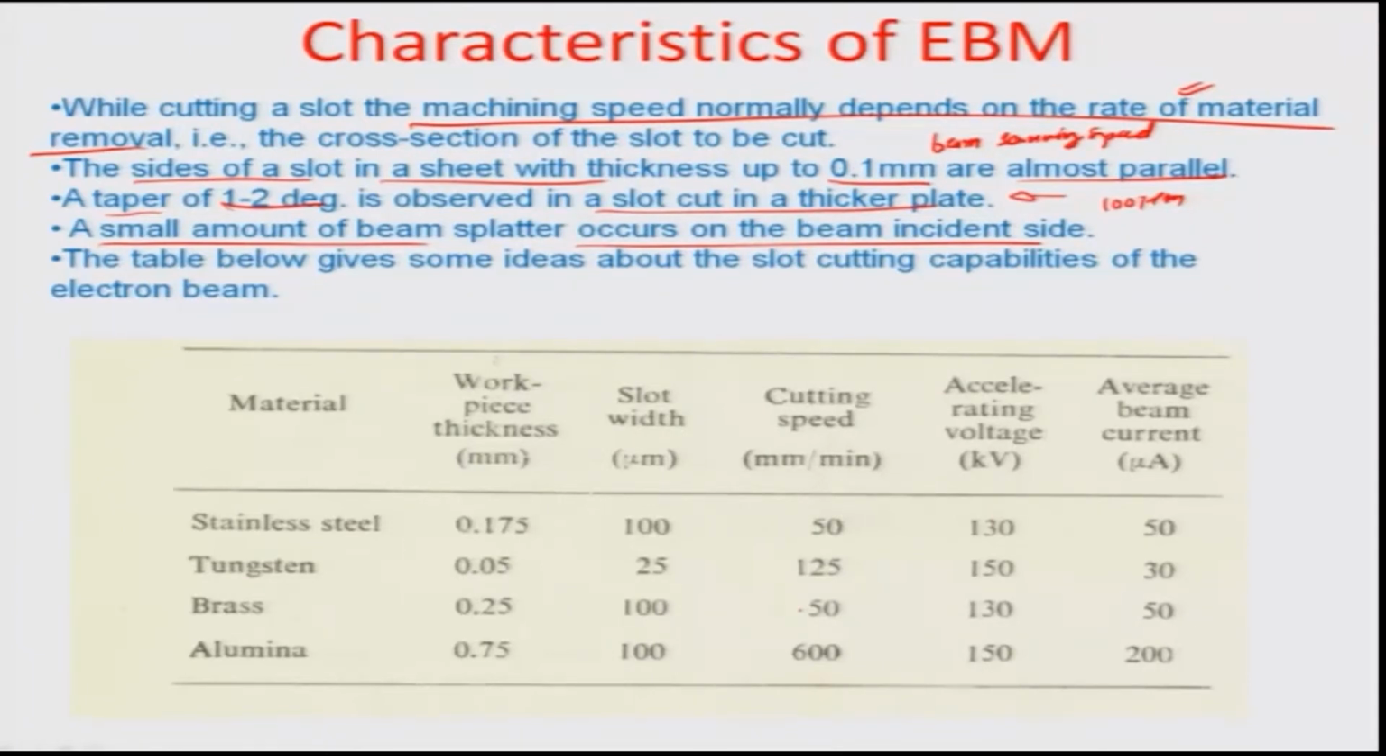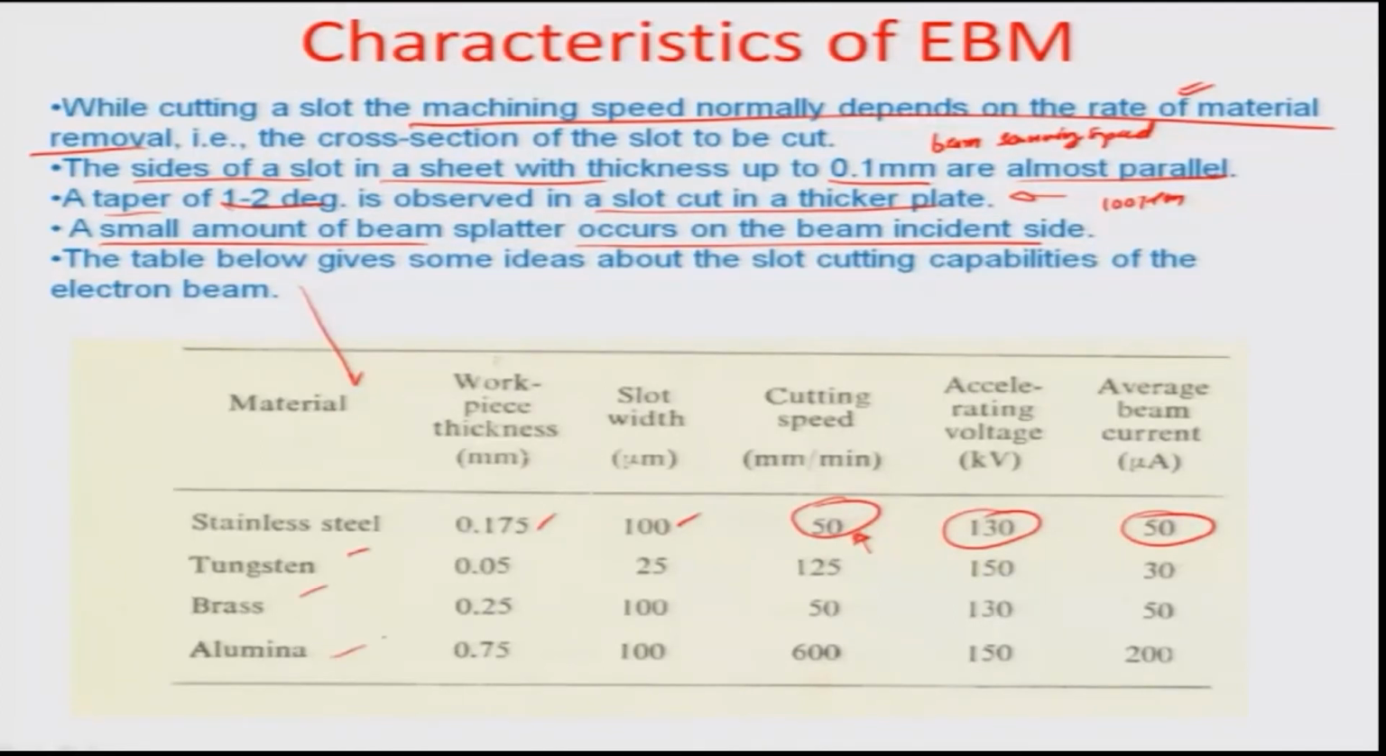The tables here give some idea about the slot cutting capabilities of E-beam. For example, if I have a workpiece thickness of 0.175 millimeters and a slot width of about 100 micrometers, I would typically have, at an accelerating voltage of 130 kV and a beam current of 50 microamperes, a cutting speed of about 50 millimeters per minute. Okay. So, it is not really a very big speed of cutting as far as some of the other processes on the conventional side go.